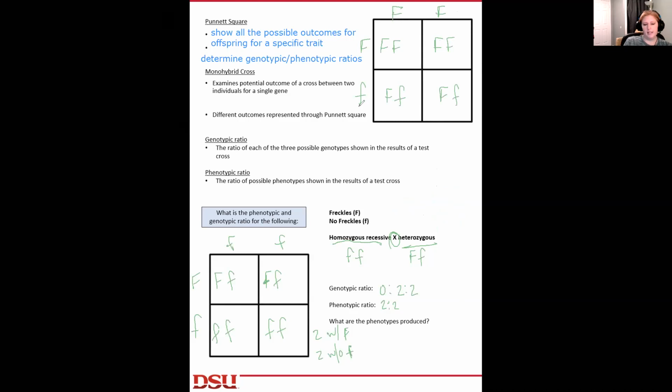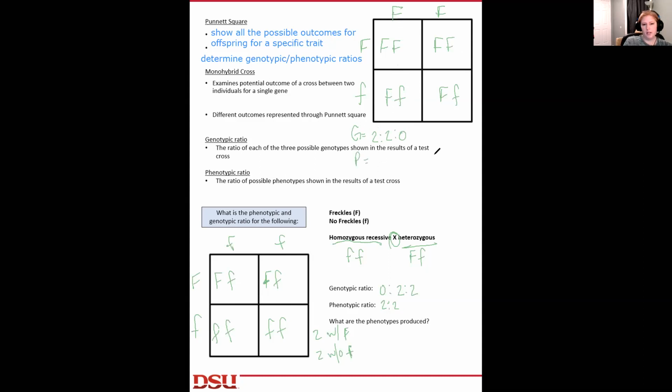This is what I mean when I say that even though the lowercase f is listed first in our cross, we still are going to put the dominant allele in the first place. Okay. So if we were doing our genotypic ratio here, we ask ourselves the same question. How many homozygous dominant individuals are there? Well, there's 2. Nifty. How many heterozygous? 2. Nifty again. How many homozygous recessive? None.